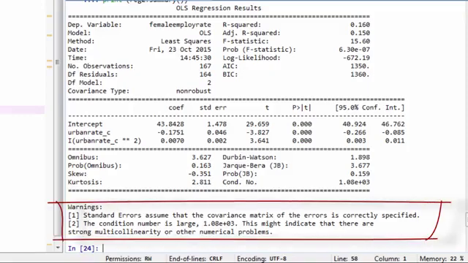Note the two warnings in the output. The first warning is simply reminding you that the estimation of the standard errors assumes that your regression assumptions are met and that your model is correctly specified. The second warning indicates that there are variables in the model that are highly correlated with each other. This is an indicator of multicollinearity, which can create some instability in the estimation of the parameter estimates and make it difficult to interpret them.